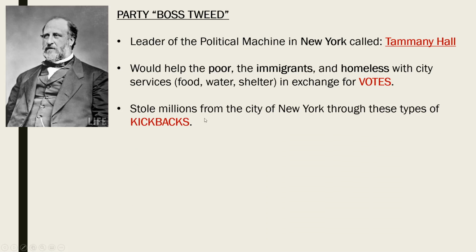And once they're in power, they're going to try to steal money from New York City, because that's where their political machine is. And they're going to do that through kickbacks. Let's look at some of the famous kickbacks that Boss Tweed and Tammany Hall had.